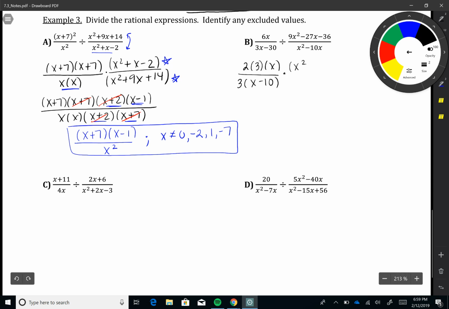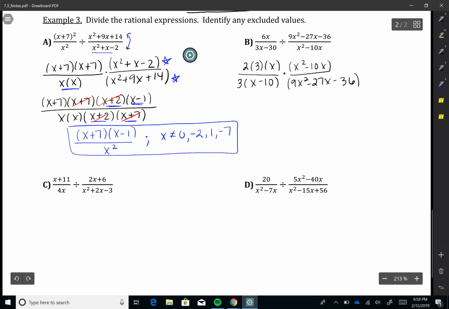So my numerator is going to be x squared minus 10x, and my denominator is going to be 9x squared minus 27x minus 36. All right, I'm going to have to hang out with that second fraction for a while to get all the factoring done. So if we look at the numerator here, x squared minus 10x, actually that one's not that bad. You're just going to take out an x. So let's rewrite the numerator down here. That'd be 2 times 3 times x. And in this one, you can take out an x, and then you'd have left x minus 10.